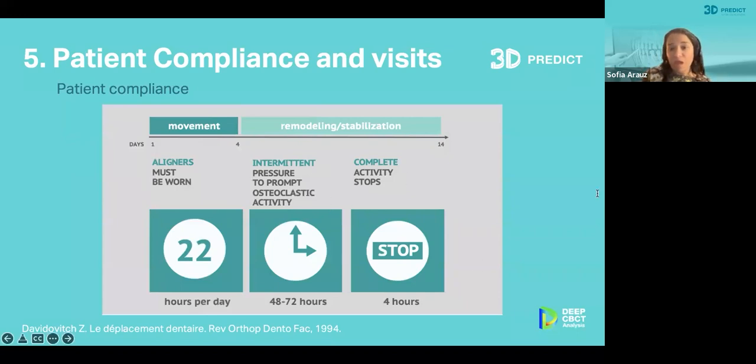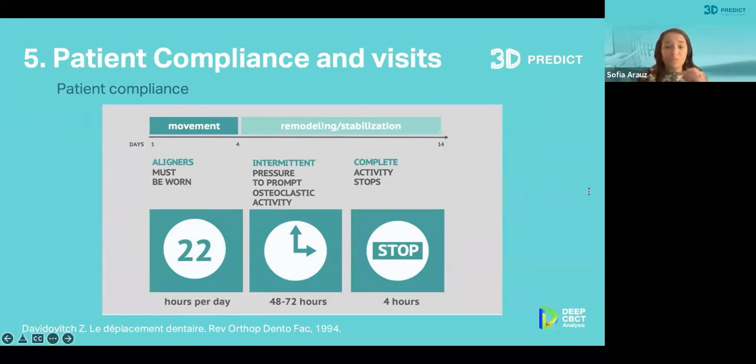Now, the reason for this is that when you stop wearing your aligner less than 20 hours per day, the osteoclastic activity stops and it doesn't resume until you start wearing your aligners again for another 48 to 72 hours. So even if your patient starts wearing the aligner the next day and wears them for 22 hours, it's going to take a good 2 to 3 days for that bone remodeling to start taking place. And this leads again to refinements, case note tracking, and extra visits.